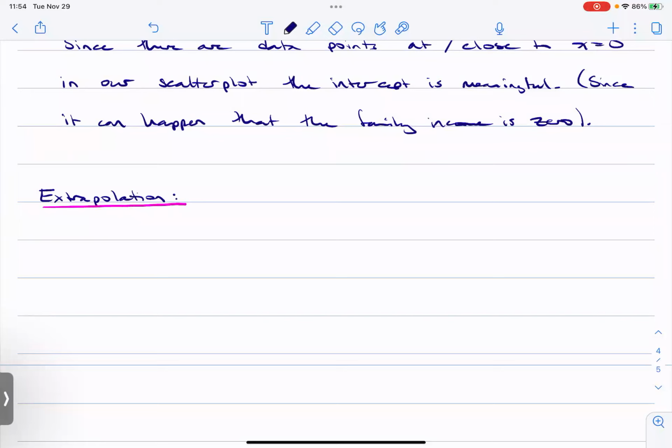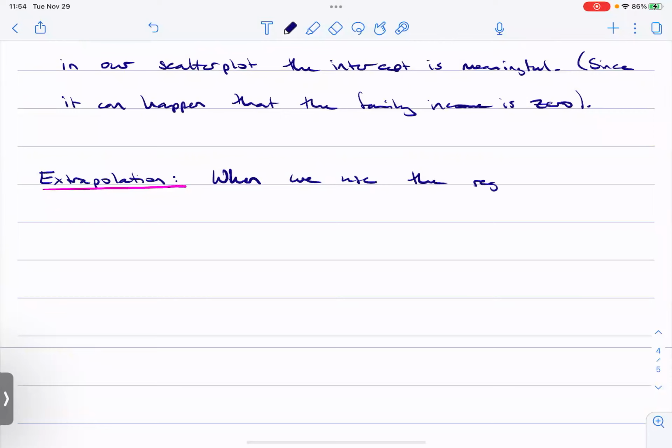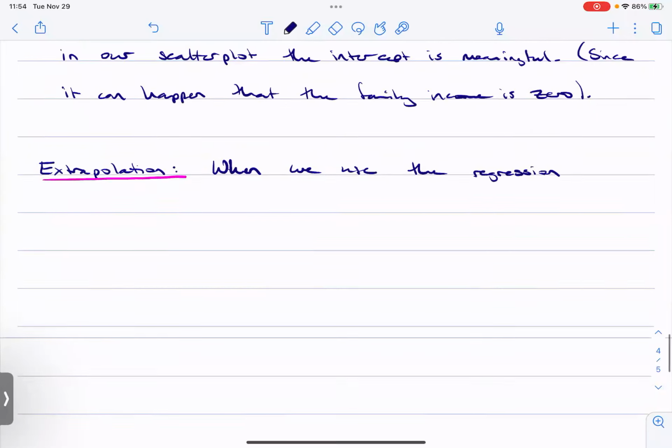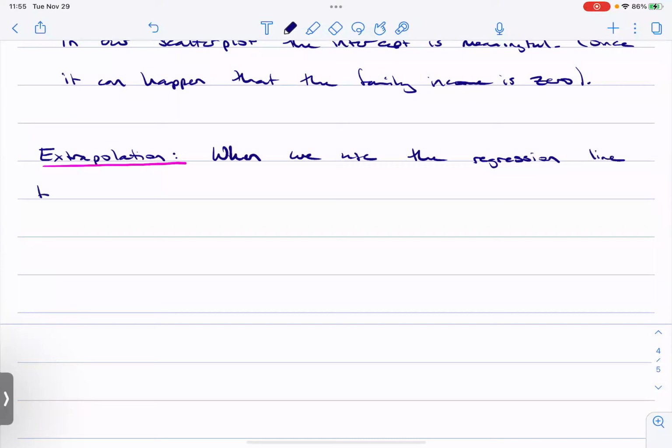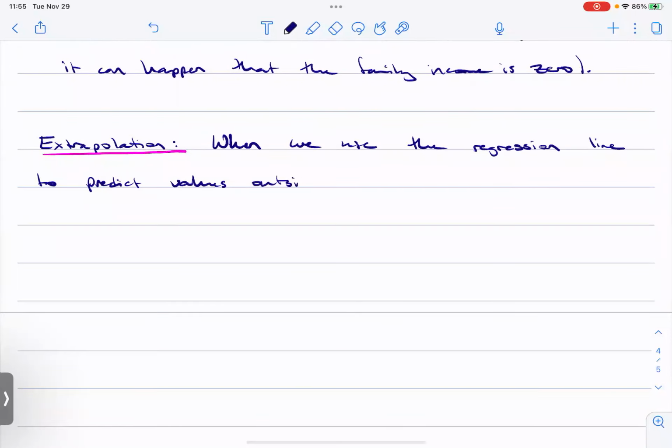All right, so extrapolation, the definition is when we use our regression line to predict values outside the range of our x's in our data. So extrapolation is when we use the regression line to predict values outside the range of our x's in our data.